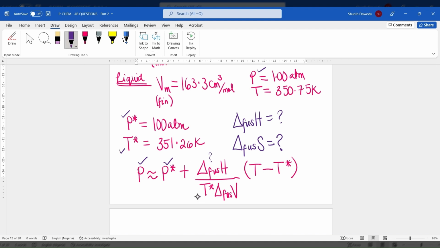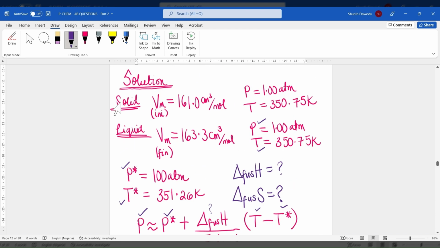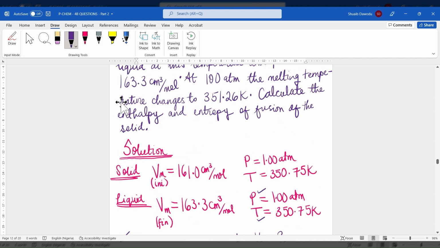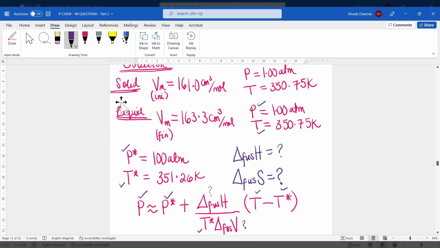351.26. So we've got this one right here. We've also got regular T, which is 350.75. So really what we don't have here is the change in enthalpy of fusion, which is what we're solving for. Neither do we have the change in molar volume of fusion. But we have to remember something. We've been given two different molar volumes, one when we're in solid phase and another one when we were in liquid phase.